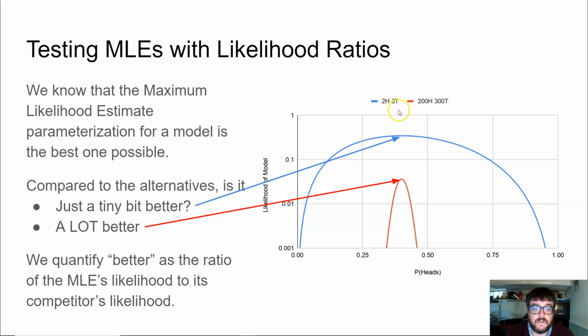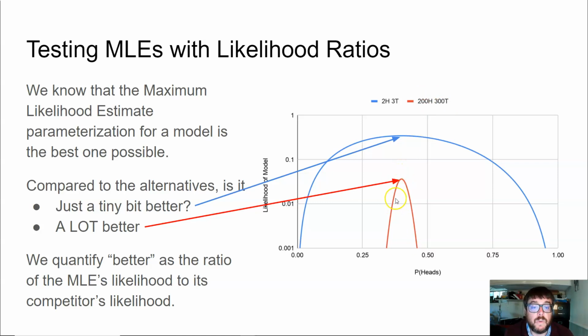Here around 0.4 is where it reaches its maximum, because 2 out of 5 is 0.4. You can also see that there are a lot of other possible values that have very similar likelihoods. Now, if we had 100 times as much data, 200 heads and 300 tails, our maximum likelihood estimate, again, is 0.4.